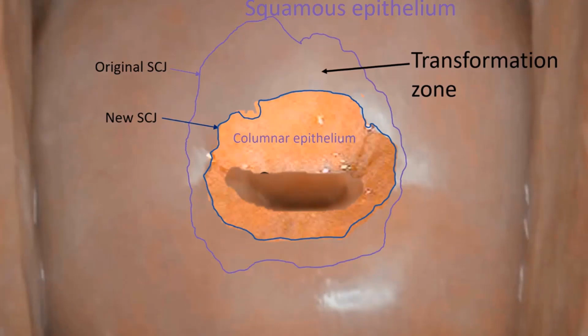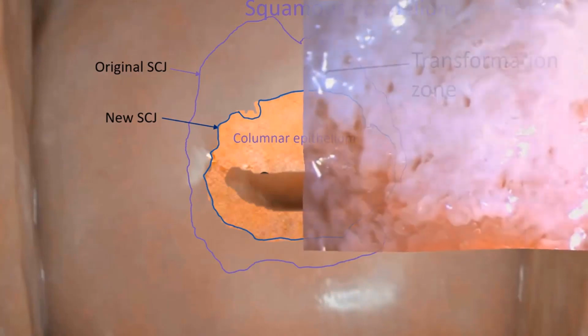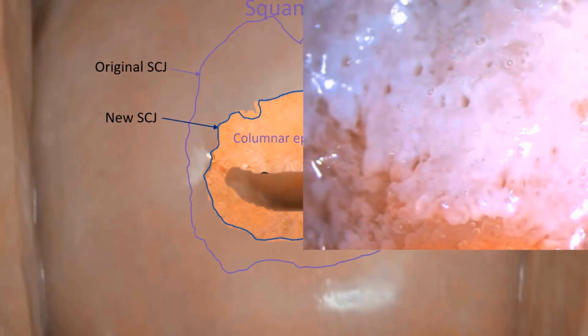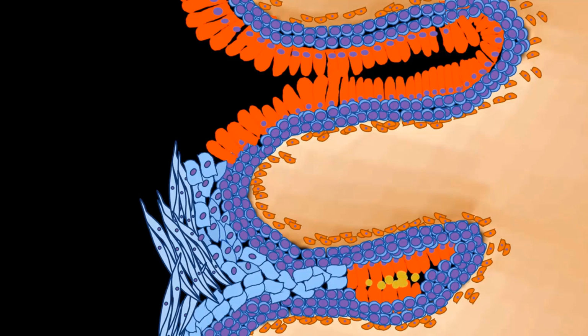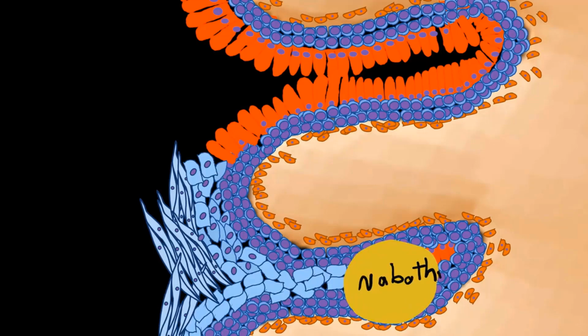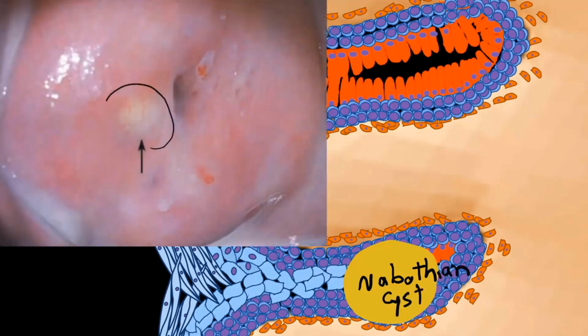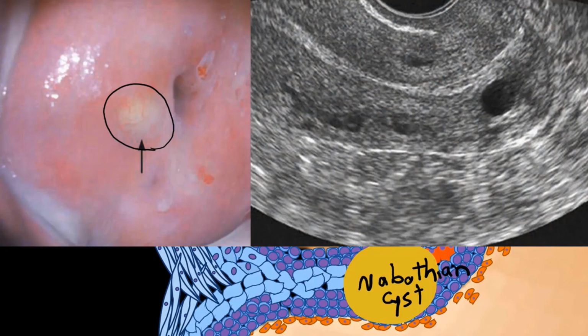The transformation zone is the area where most, if not all, cervical cancers develop, and it is characterized by two features. Number one, endocervical crypt openings. Here is a colposcopic picture of the transformation zone where you can see the openings of endocervical crypts. The second feature is Nabothian follicles. During squamous metaplasia, squamous cells may cover functional columnar cells, and mucus secretions may accumulate inside, forming a cyst called a Nabothian cyst. Clinically, it looks like smooth, clear, white or yellow rounded elevations on the cervix. During ultrasound examination, it looks like well-defined anechoic rounded areas along the endocervical canal.